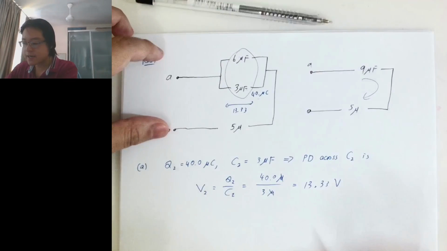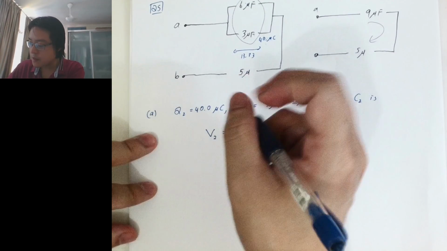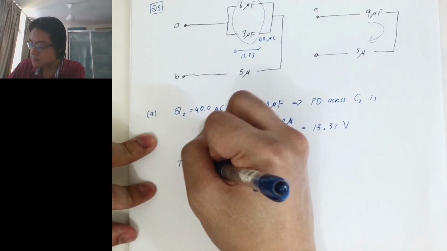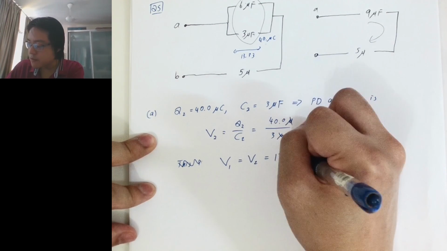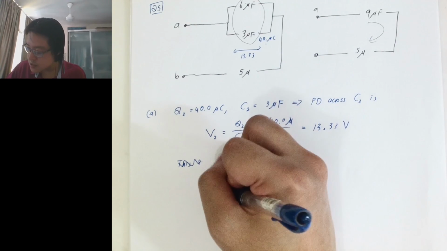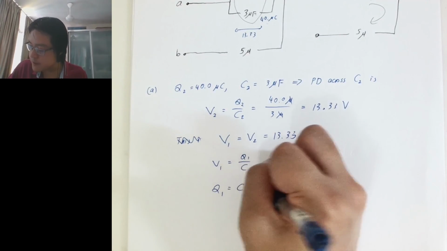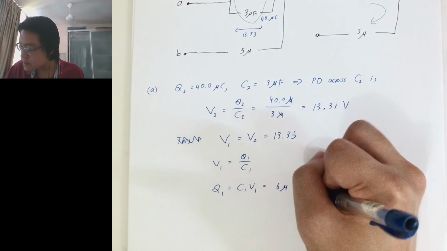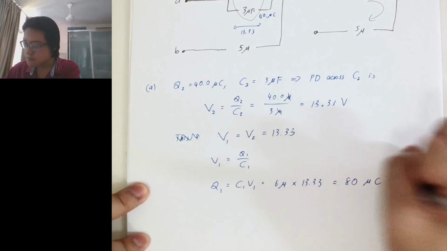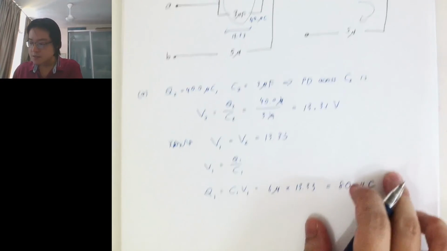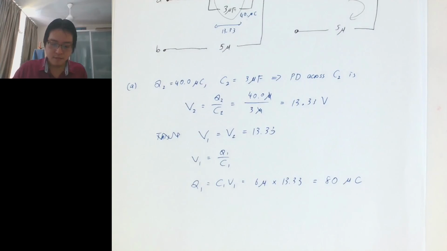Then from here, I can get a charge, because this is also parallel. So this is also 13.33, right? I'll just write in symbols. So V1 and V2 both equal 13.33. So from here, I can calculate the charge on capacitor 1. Capacitor 1 is just C1 times V1. So it is 6 microfarad times 13.33. So I will have 80 microcoulombs. So I have found this is 80 microcoulombs on capacitor 1.